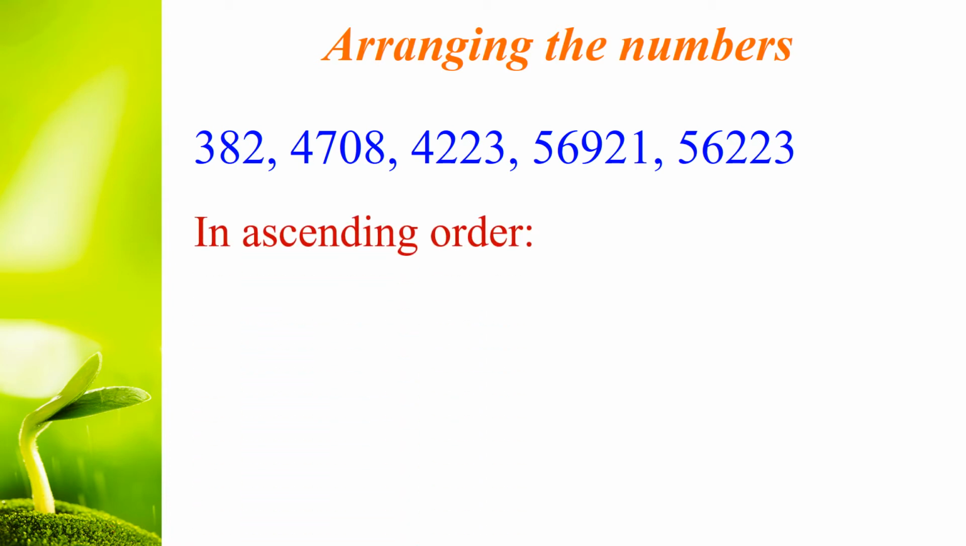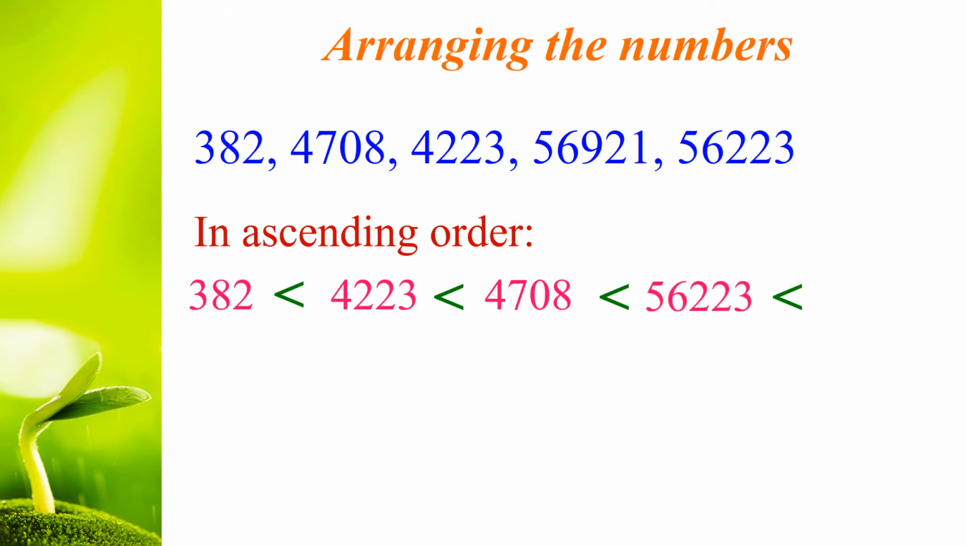First, ascending order. In ascending order, we start with the smallest number and go to the greatest number. So the first, smallest number is the 3-digit number, 382. The second number is 4,223. Next, 4,708. Next, 56,223. Next, 56,921.